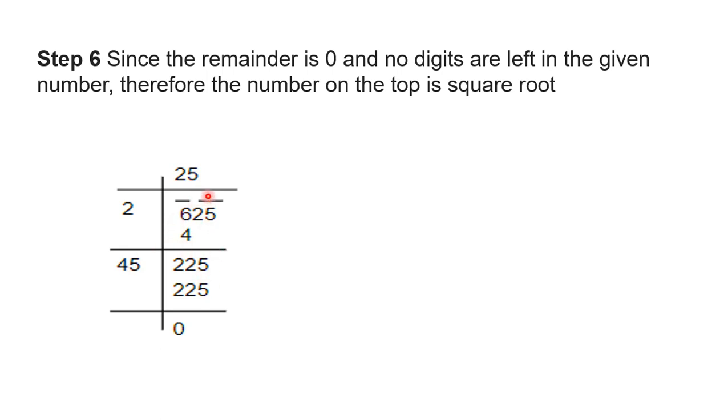5 fives are 25, write 5 and carry 2. 5 fours are 20, and 20 plus 2 is 22. So we get 225 here. So 225 minus 225 is equal to 0. So what number do we get on top of this process? That is 25. So we can say the square root of 625 is 25.